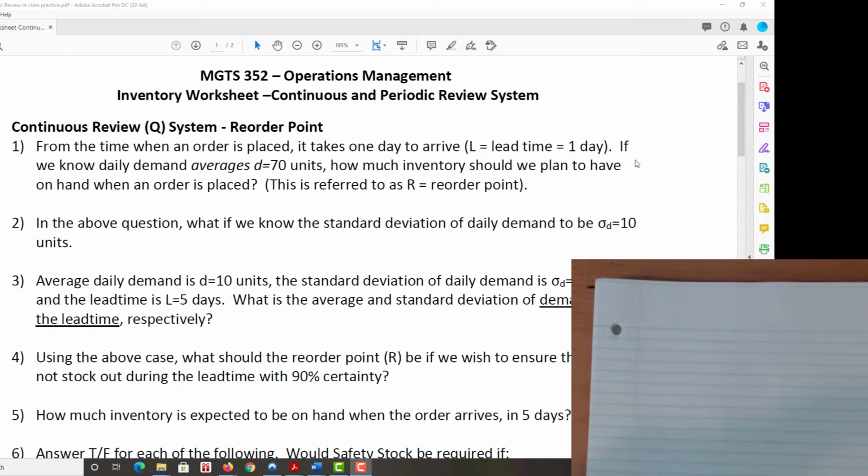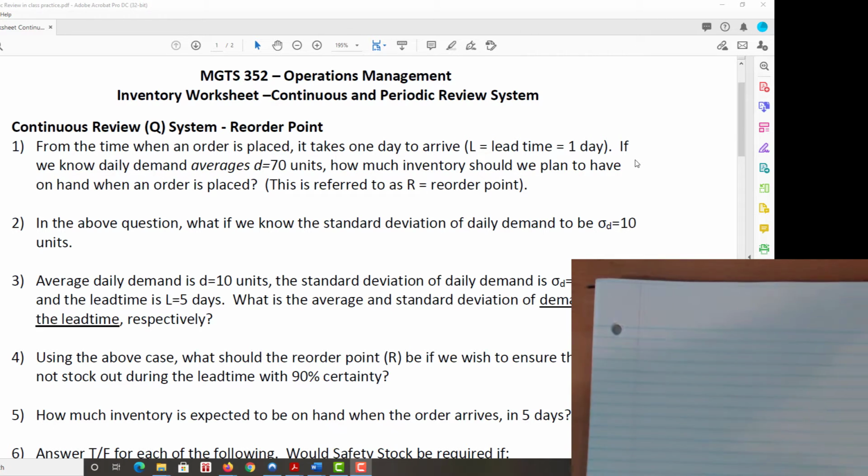From the time an order is placed, it takes 1 day to arrive. So the lead time is 1 day. We know that daily demand averages 70 units, so D bar is 70 units. How much inventory should we plan to have on hand when the order is placed? This is referred to as the order point.